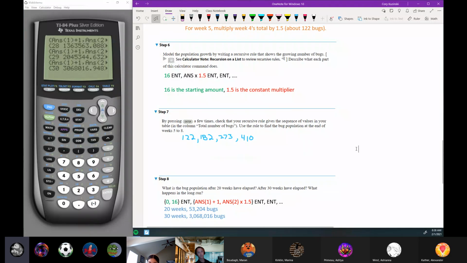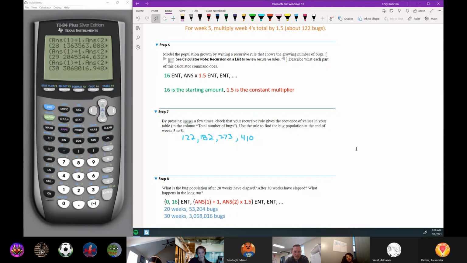What happens in the long run? Is this sustainable? Can this really go on forever like this? No. Or Rowan, what do you say? Well, not realistically, but this is what the model says. Math is one thing, how we interpret math is another, right?